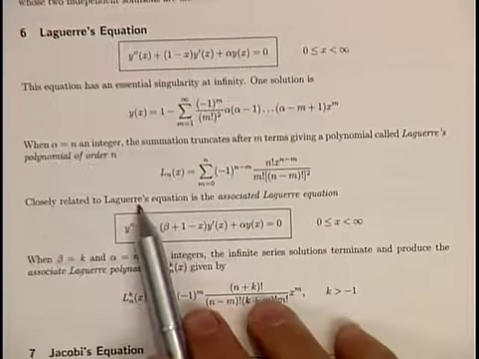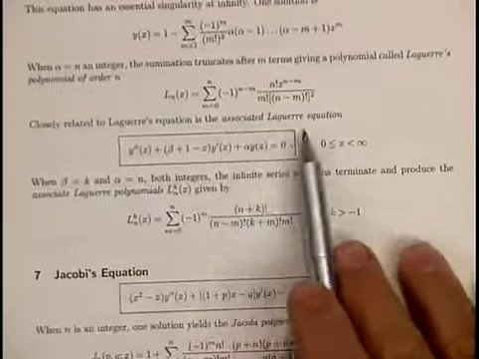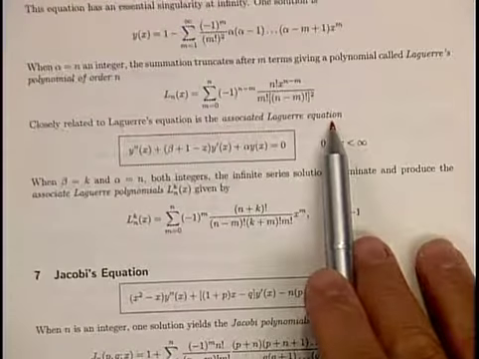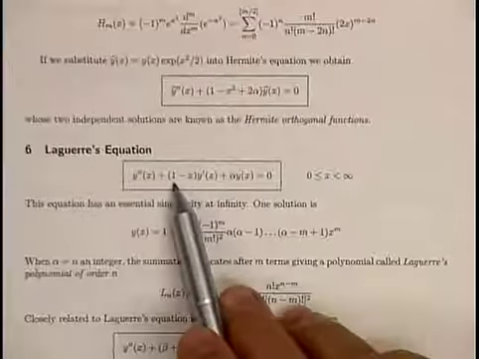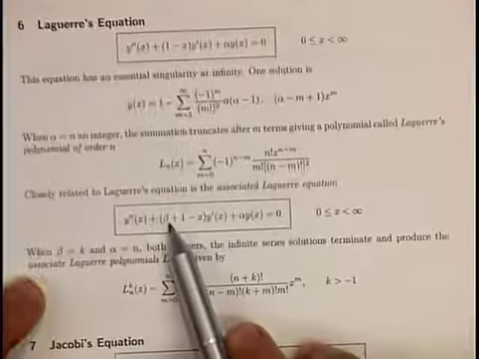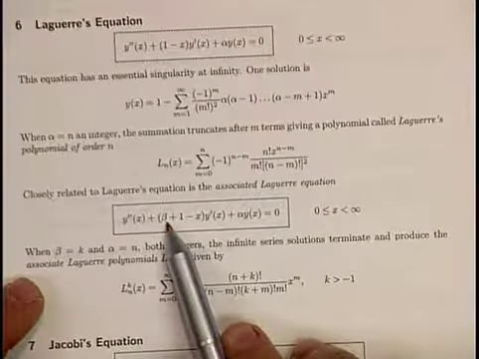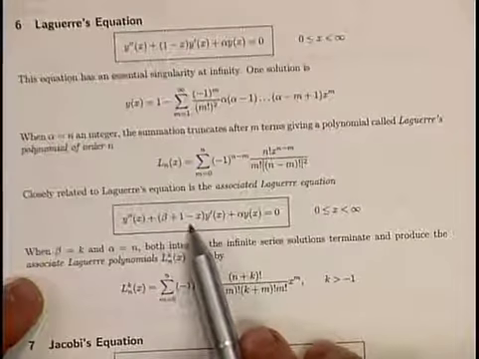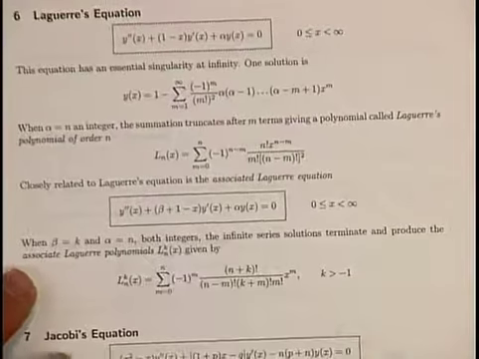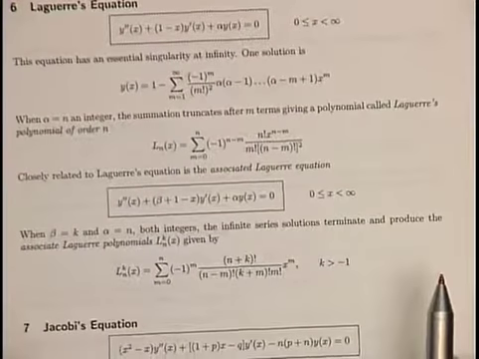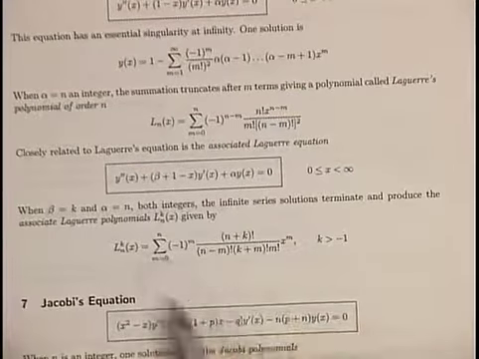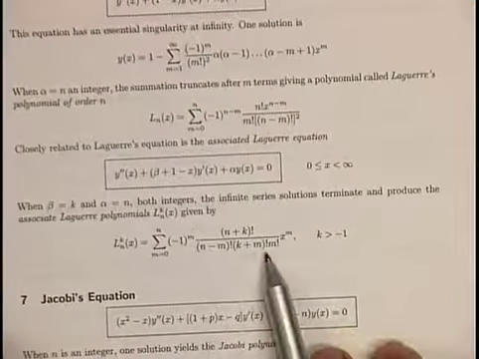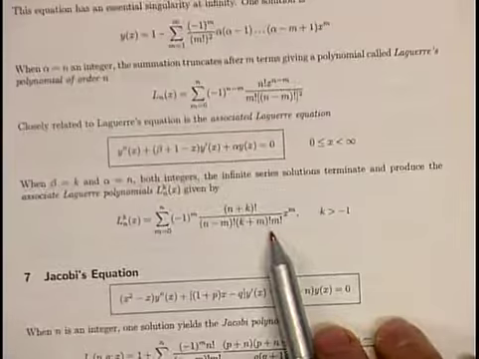So the closely related equation is the associated Legendre equation here, and instead of just having 1 minus x, you will have another number called beta added to 1 minus x. If you have beta plus 1 minus x, this is the associated Legendre equation. And again, the associated Legendre polynomial is given by the series expansion here, as you see it.